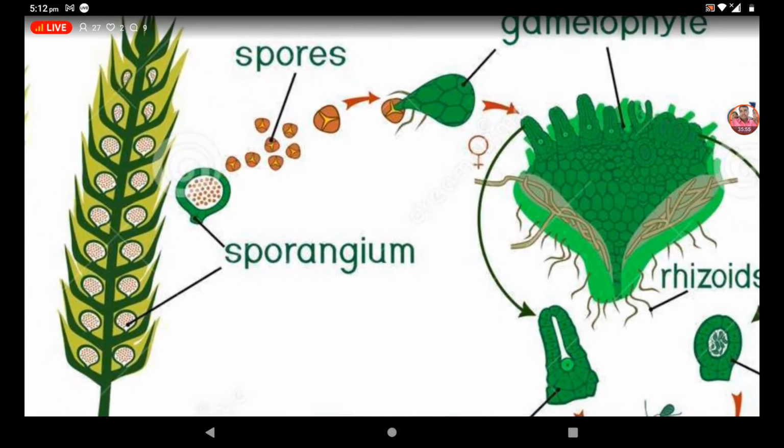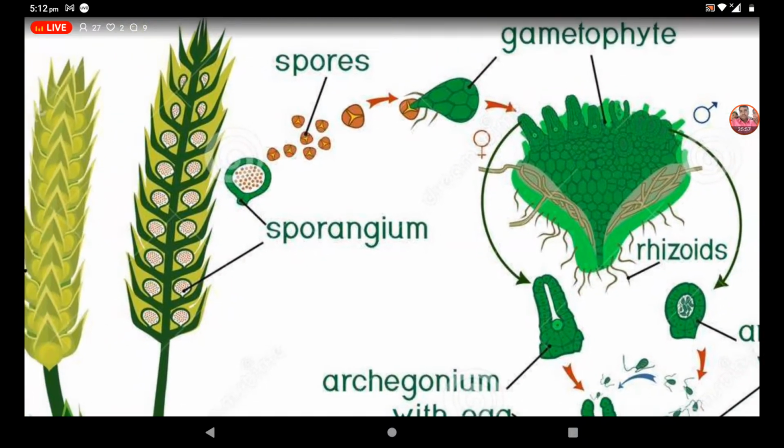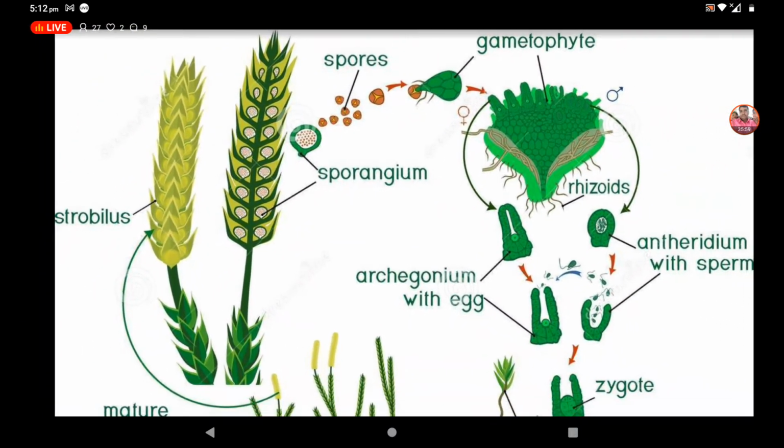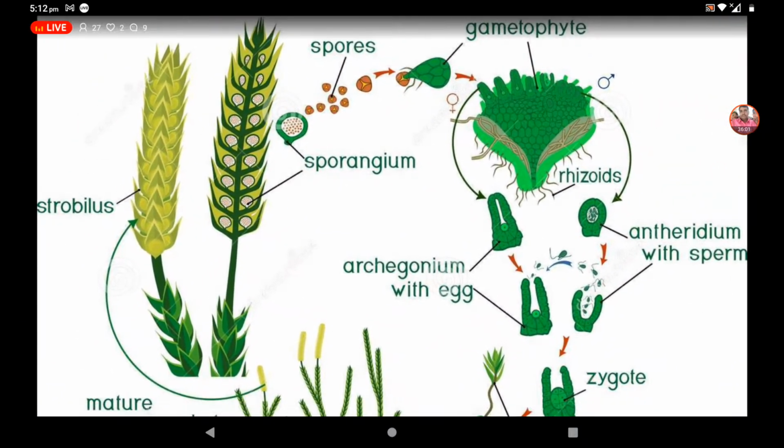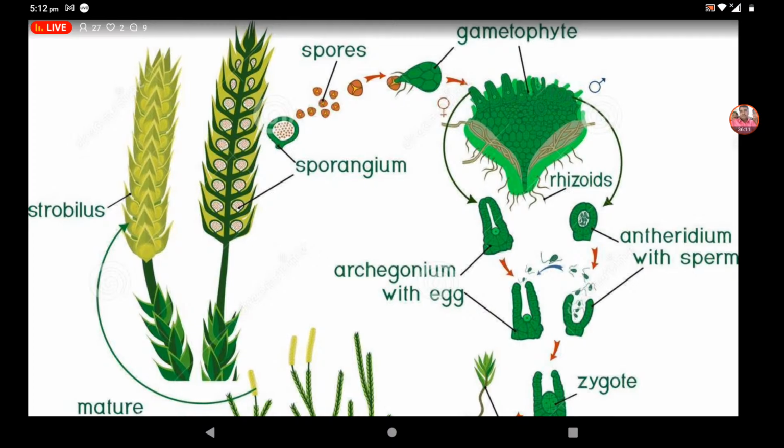The sporangium is present in the sporophyll. Many sporophylls together become a strobilus. Many spores are developed inside the sporangium. So many sporangia are here, which together become a cone called strobilus, or strobili.